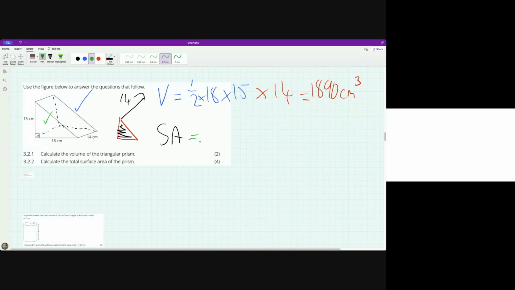So what are we going to get? I'm going to go a half times 18 times 15 for the front triangle, but there's a matching one on the back, so I'm going to go times 2 for that. What do I still need to find? I feel like Pythagoras is going to come back again. I feel like Pythagoras has to help me to figure out what the red length is. Can anyone tell me what the red length is using Pythagoras?